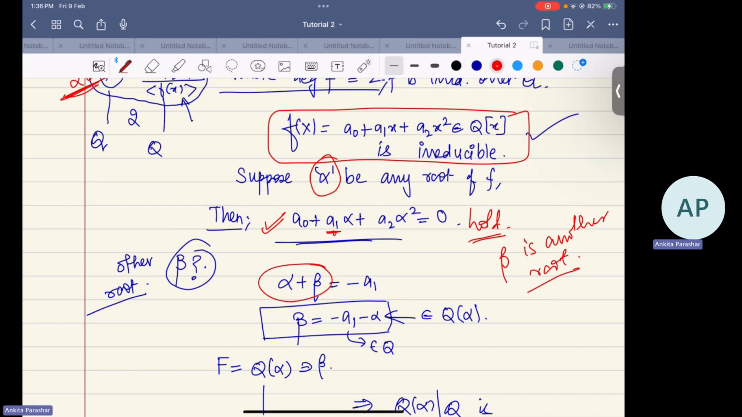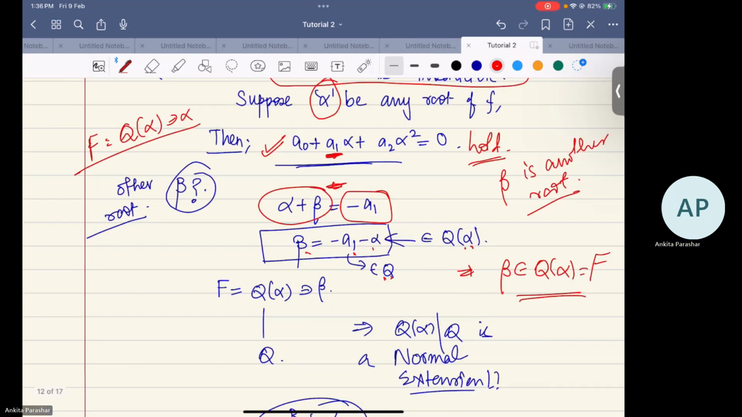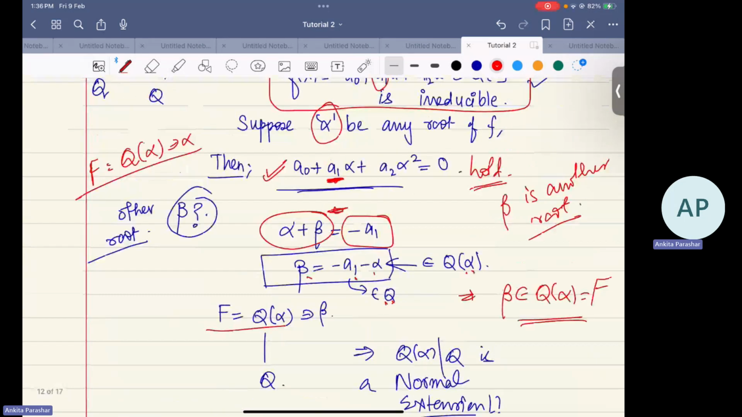The sum of the roots is the negative of the coefficient of your polynomial, right? This is your polynomial, the sum of the roots is minus a1. So beta is nothing but minus a1 minus alpha, and both a1 and alpha lie in Q(alpha). So suppose your F is nothing but Q(alpha), which contains alpha as a root. And here you also know that beta also belongs to Q(alpha). That means your F can be seen as Q(alpha), which contains both the roots, and therefore your polynomial splits.